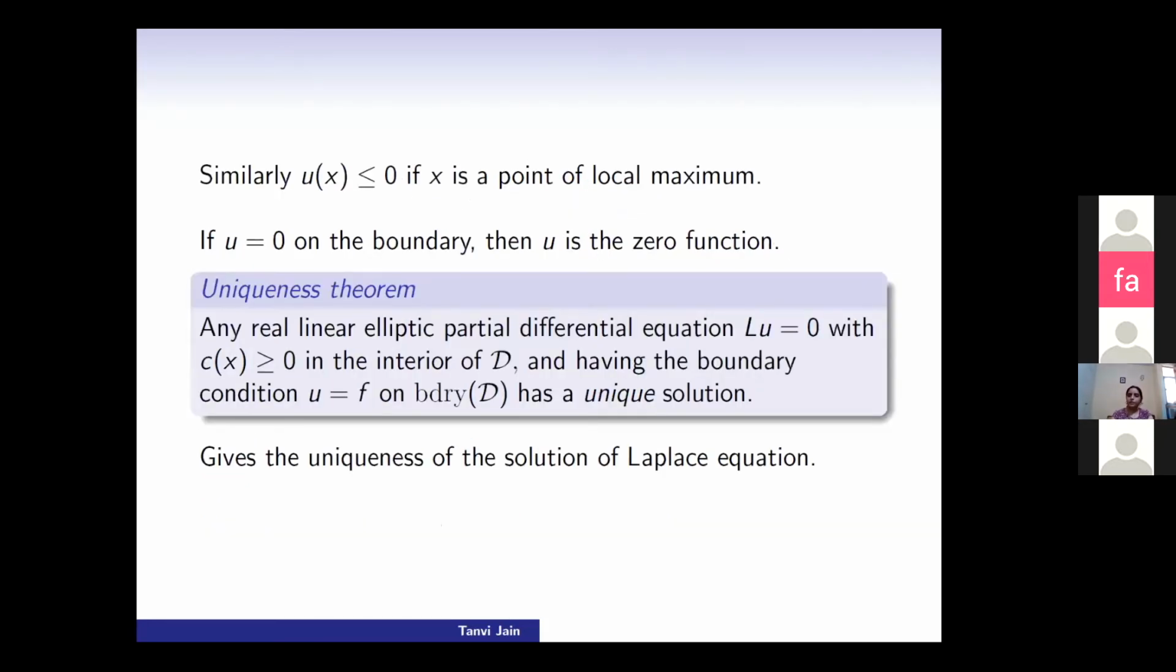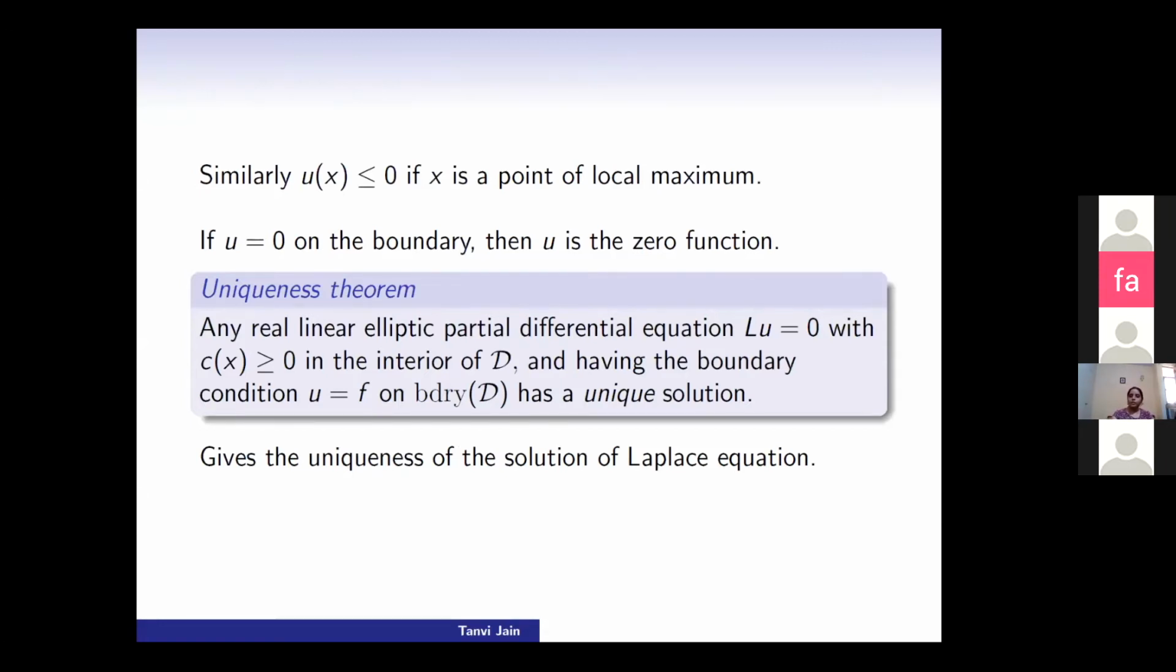Now, if x is a point of local maximum, in that case, minus H u(x) will be positive semi-definite, and the whole inequality will reverse. So u(x) will be less than or equal to 0. And where I know that u is 0 on the boundary of D, when is that possible? It's possible only when u is identically 0. I'm not going into details, but using simple analytic arguments, one can extend the whole thing to C(x) being greater than or equal to 0.